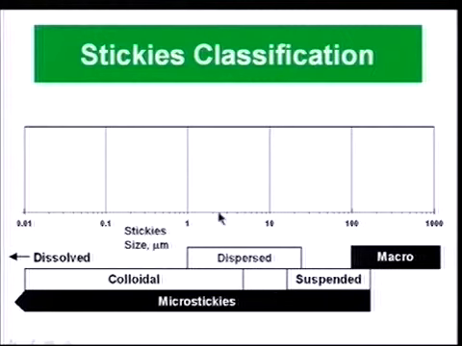The colloidal stickies are those which are smaller than 5 micron. Those which are dissolved stickies or macromolecules that could give you some problem later on are usually smaller than 0.01 micron. And these, suspended, dispersed, colloidal, and dissolved stickies, are all classified as micro stickies. The reason for this classification of micro stickies is that different methods used for measuring the concentration of microstickies fall into different regimes of the microstickies.